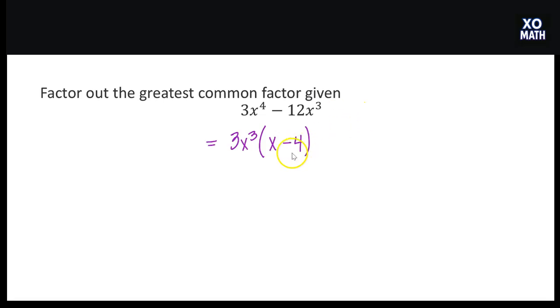So here we have factored out the greatest common factor. We can always check our work by distributing it back in. And we could see that we'd have 3x to the fourth and then minus 12x cubed.